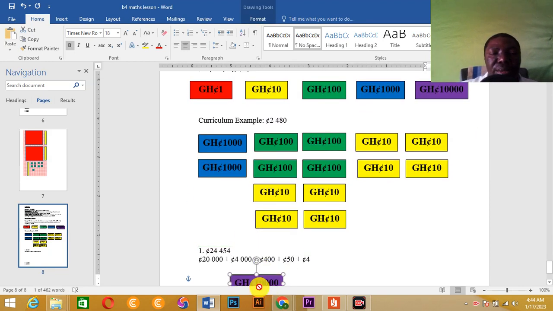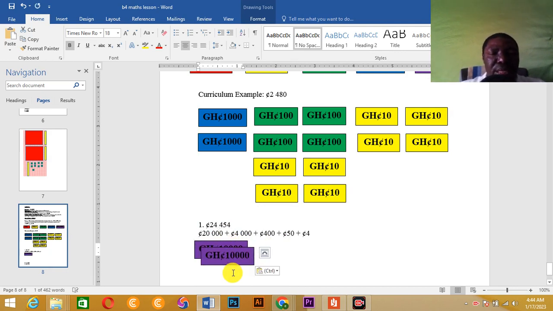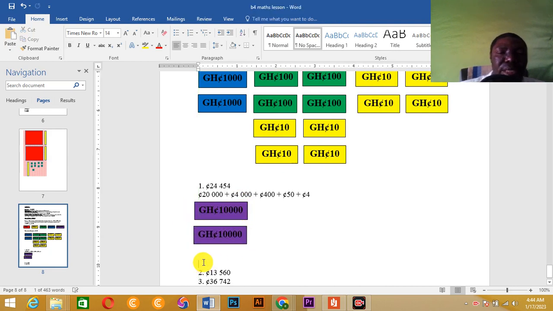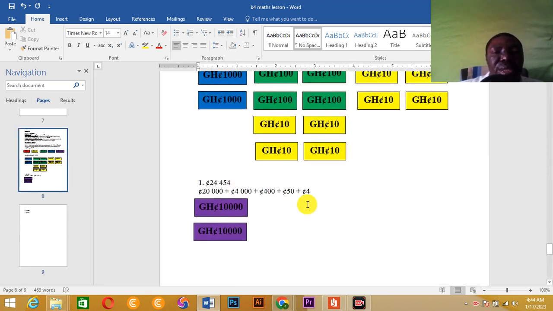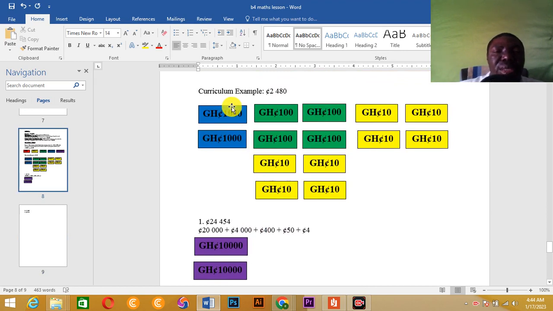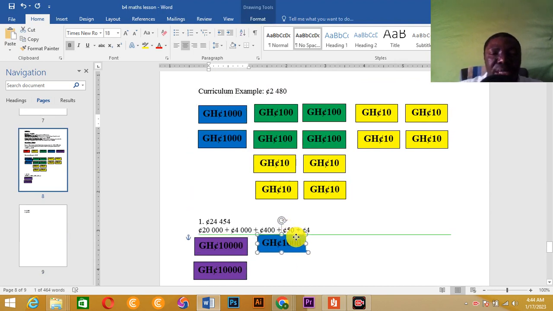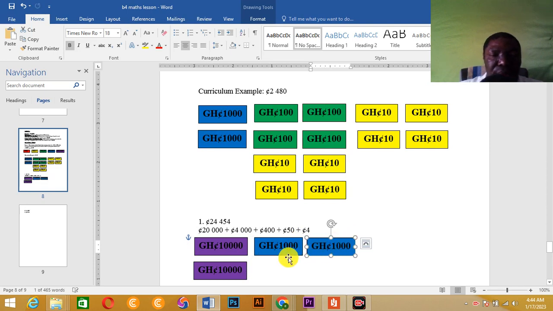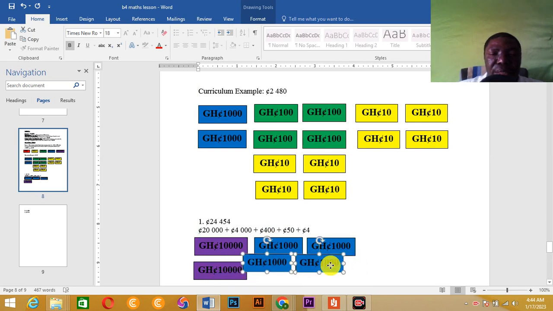So I need 2 of this one. There's the first one, then the second one. As simple as that. Then you need 4 of the, this is 4,000. So you need 4 of the thousands. So you need 4 of this one. You need 4 of the thousands there.